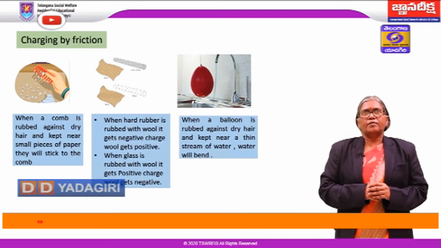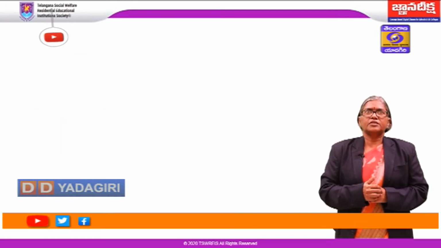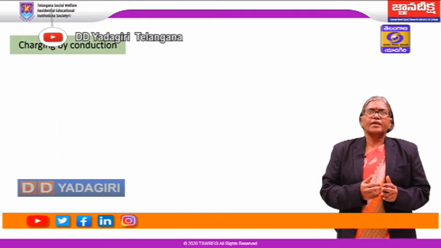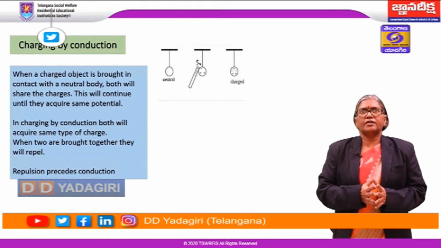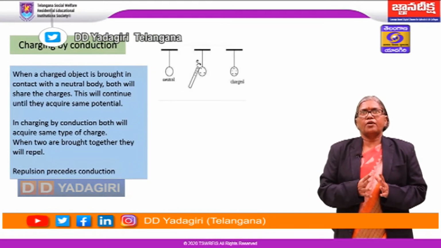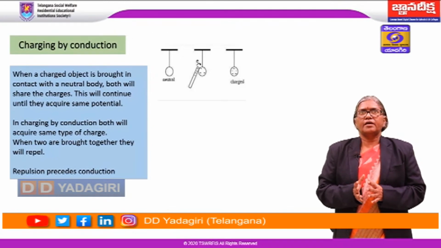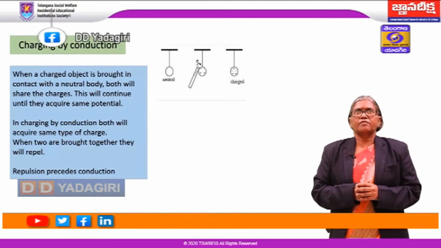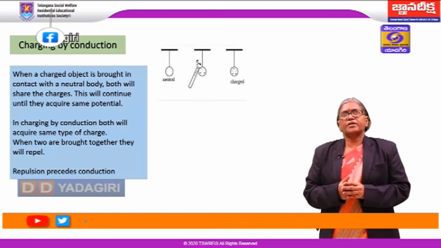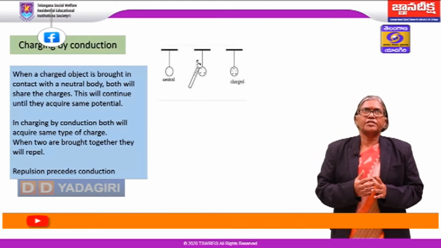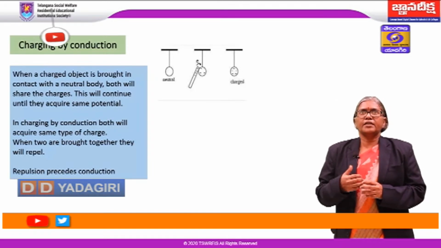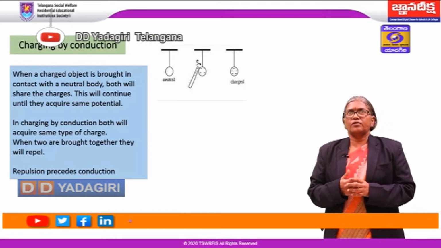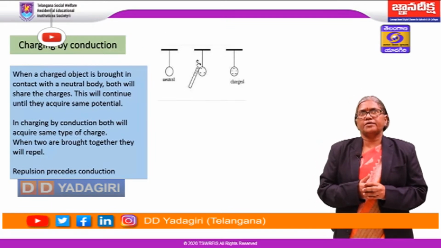Next, coming to the next method of charging, that is charging by conduction. In this process we bring a charged object in contact with a neutral object in order to charge it. Here we have one neutral object and one charged object. For example, we take a sphere as a neutral body in which net charge is 0. Now we bring a negatively charged body, that is rod, in contact with the sphere.